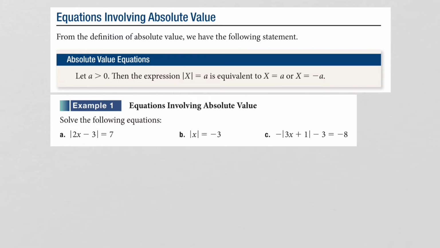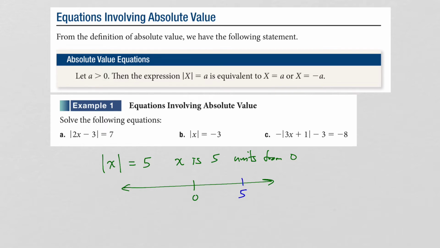Now let's understand that real quick. If I say the absolute value of x is equal to 5, then that means that x is 5 units from 0. On a number line, here's 0. If we go 5 units to the right, that's positive 5. If we go 5 units to the left, that's negative 5. So the only way the absolute value of x can equal 5 is x would have to be 5 or x would have to be negative 5. That's exactly what this is saying right here.